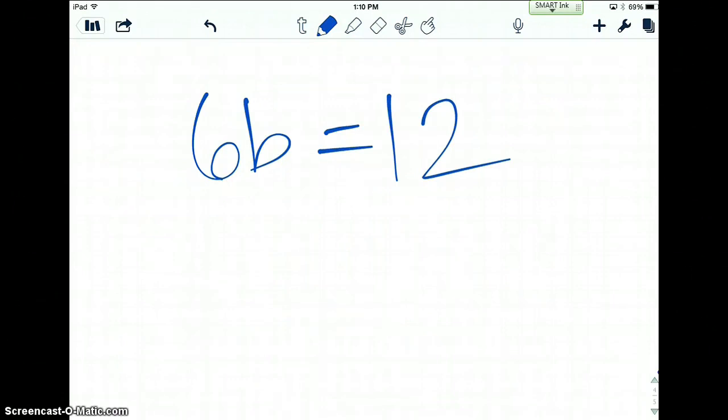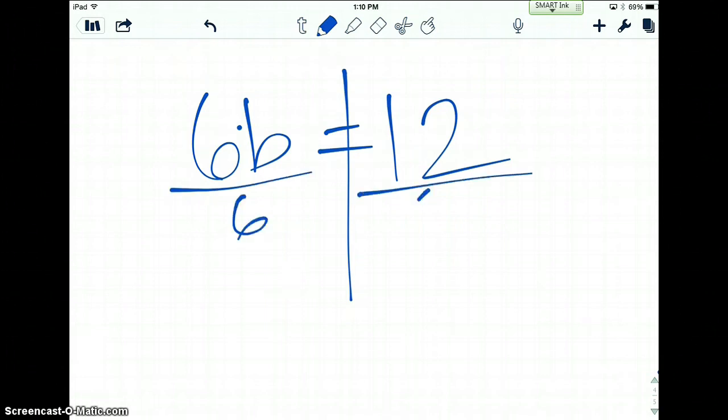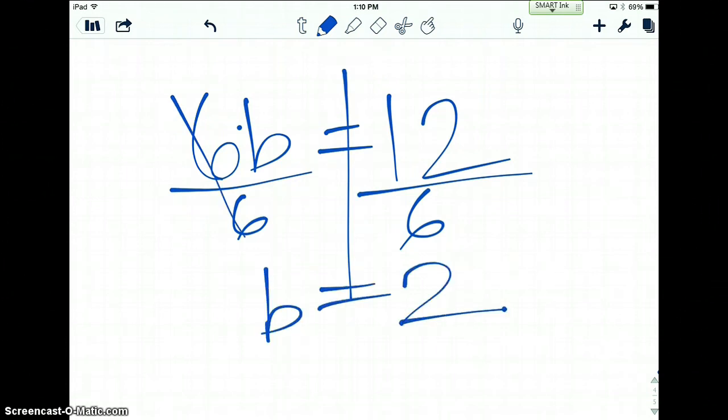And of course, some of you at this point could get the answer in your head, but if you're showing the algebraic steps to solving this, we have multiplication by 6. So to get rid of that, I'm going to divide by 6. So we're left with 1b equals 12 divided by 6, which is 2.